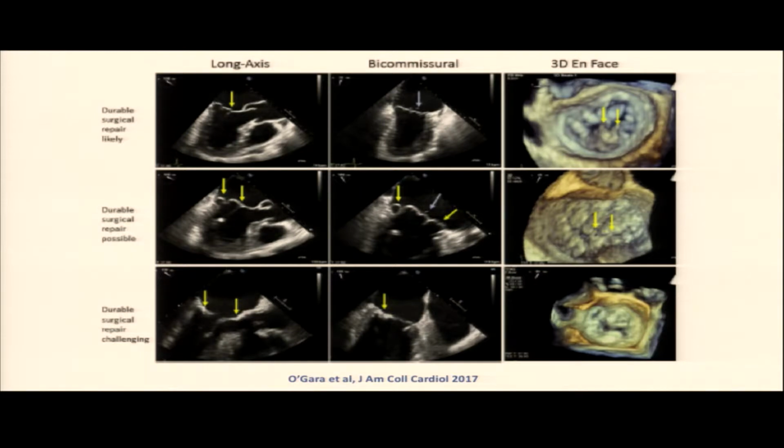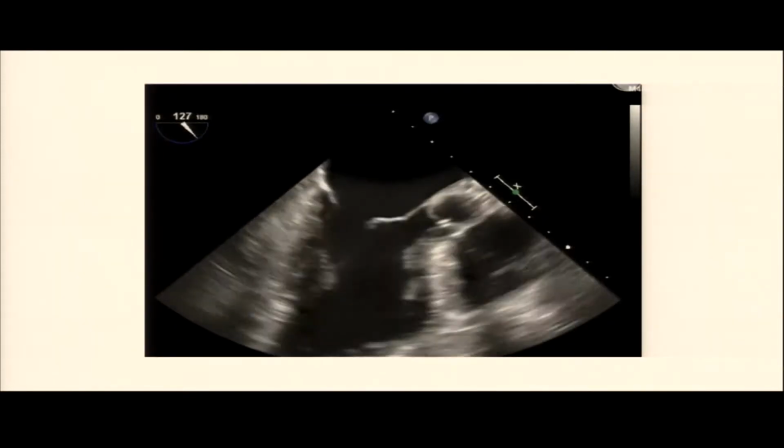And then there are some where it would be very difficult to fix. When there's tons of calcium in the annulus and along the leaflets, and a valve looks like this, it's probably going to be hard to get a good result with a repair. So you want to think about those things as you're looking at the echo.